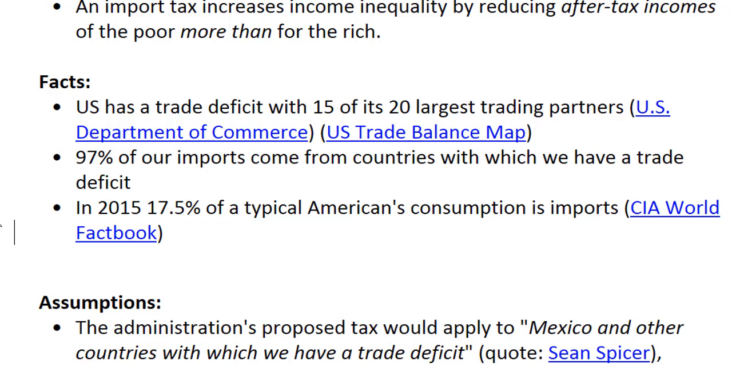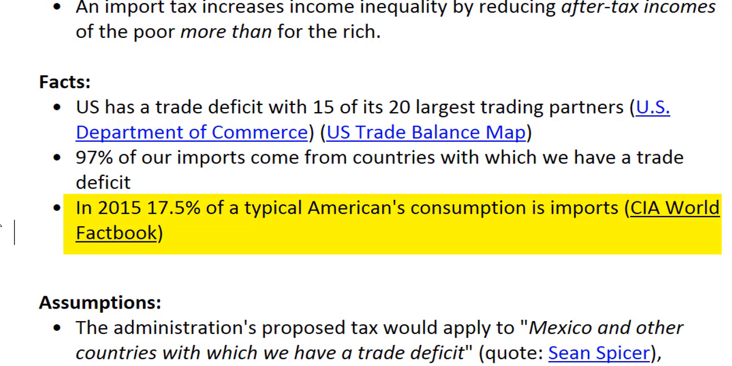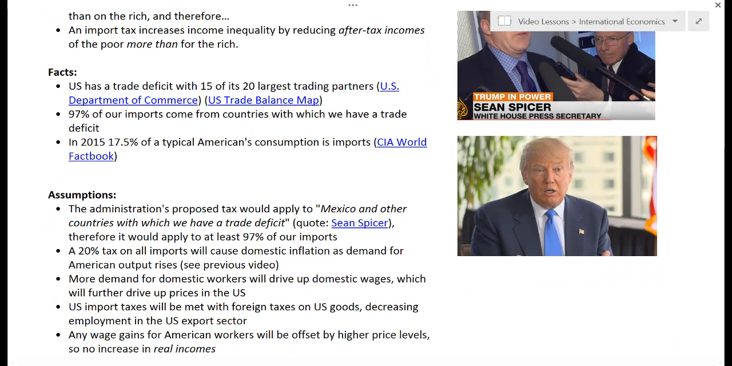So just how important are imports to the American economy? In 2015, according to the CIA World Factbook, 17.5% of a typical American's consumption was on imported goods and services. That's $1 out of $6 approximately that Americans spend is spent on an imported good or service. That's just how dependent American consumers are on these very important imports. Just for comparison, in the same year, about $1 out of $8 earned by an American household was earned from the sale of exports to the rest of the world.